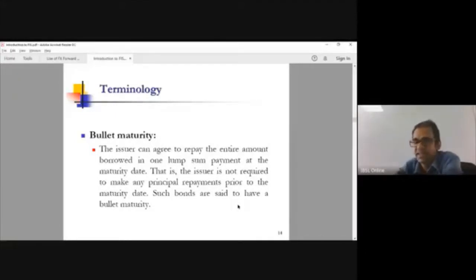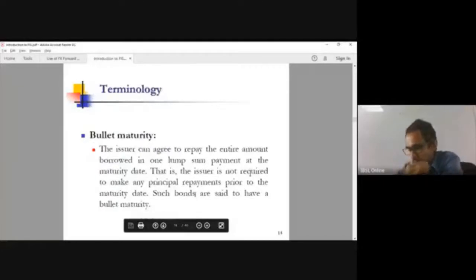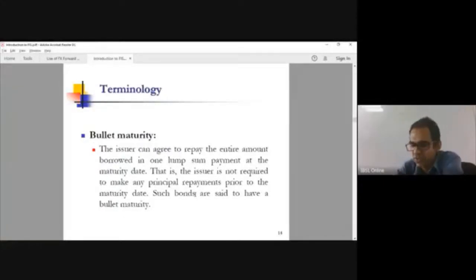Okay, then there are different terms depending on the maturities, but I'll explain the most common one. We call it the bullet maturity. In a bullet maturity, in a bond like our Sri Lankan government bonds, and what I have explained so far, the face value is paid at the end of the contract. That means on the maturity date.